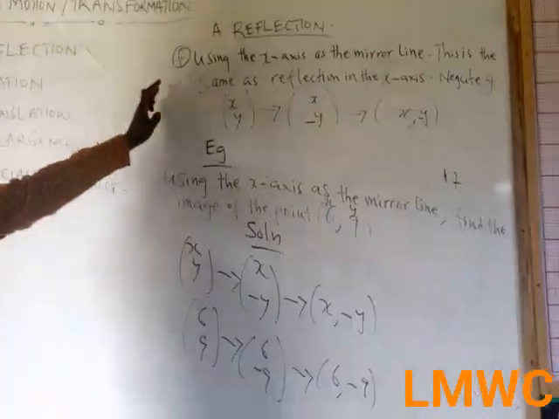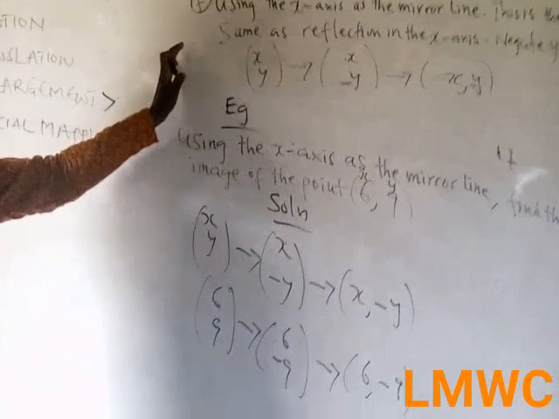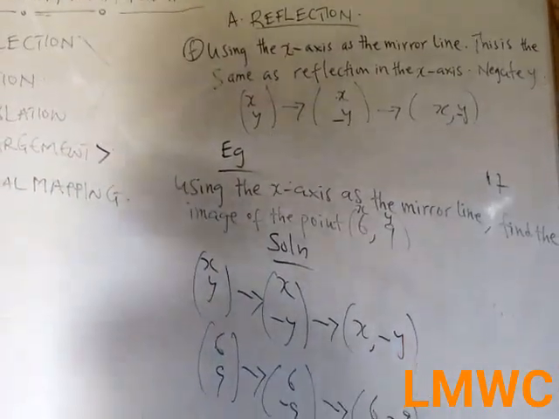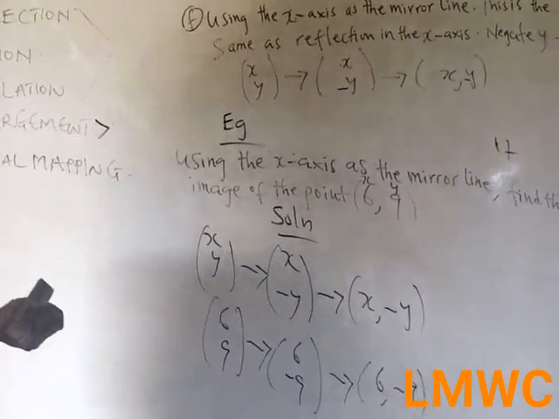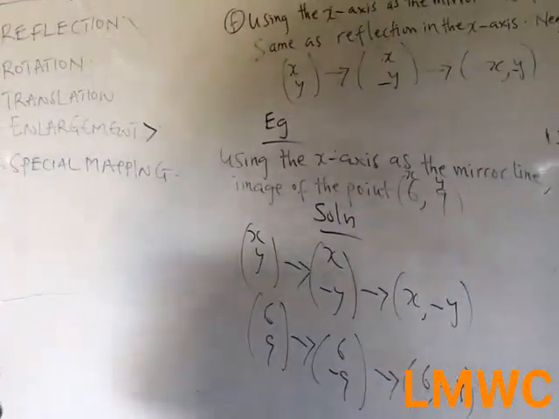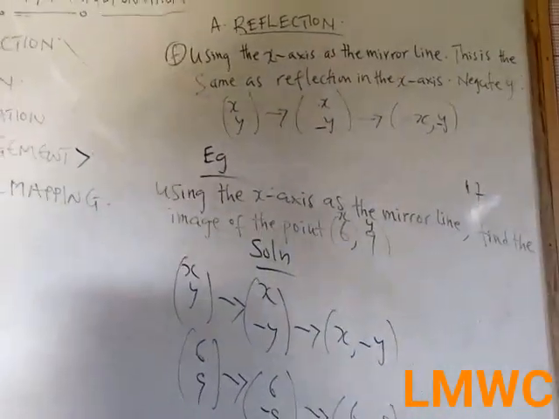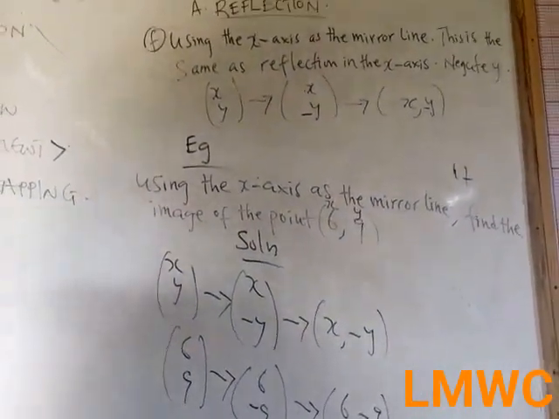So under reflection for the JHS, this is what you should know up to. But under the senior high school level, we have reflection in the line x is equal to a, reflection in the line y is equal to a, reflection in the line y is equal to x, and reflection in the line y is equal to negative x. There are many.